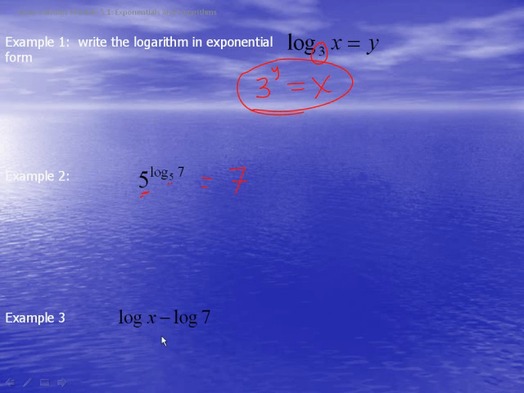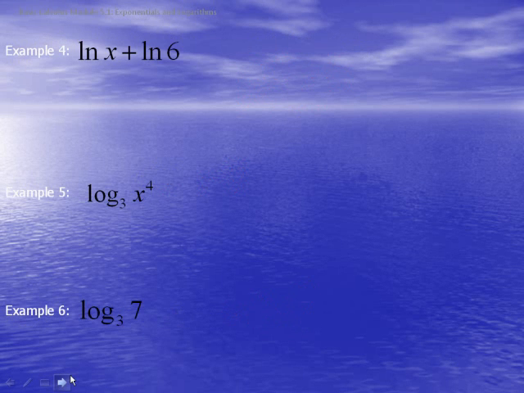Here we have log x minus log base 7, so this would be equal to log of x over 7. In our next one, we have two natural logs. This is the natural log of x plus the natural log of 6. Since they're addition, we will be able to write them as natural log of x times 6, or 6x.